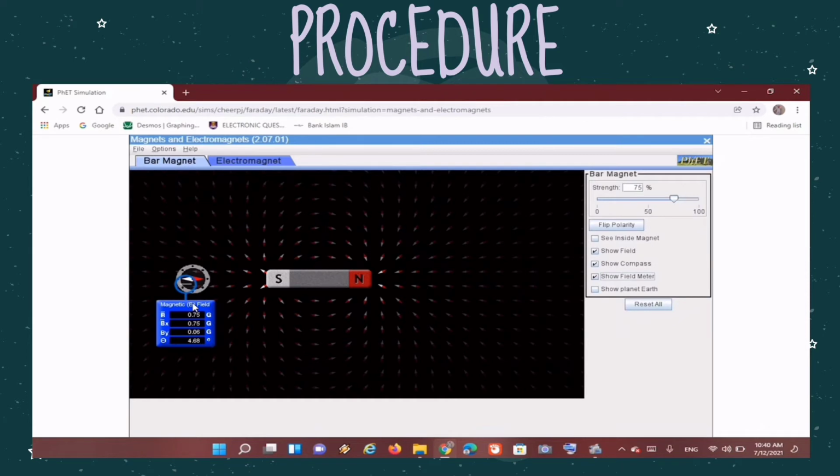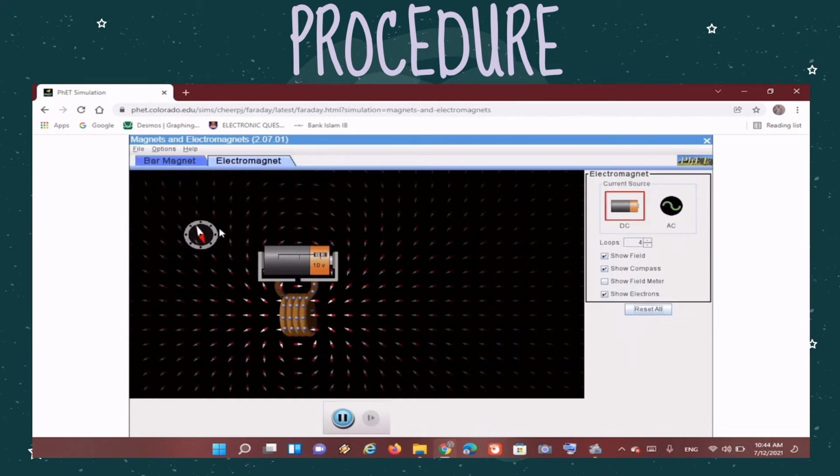and see if the amount of magnetic field is the same. Moving on to the electromagnetic simulation, the compass was also moved around the electromagnet to see which pole is on the left side of the electromagnet. Repeat step number 3 with the side of the electromagnet and see if the field strength increases or decreases as the meter was moved closer to the electromagnet.